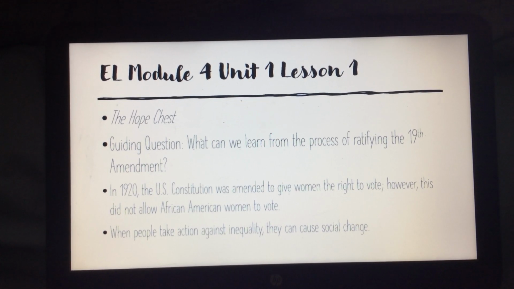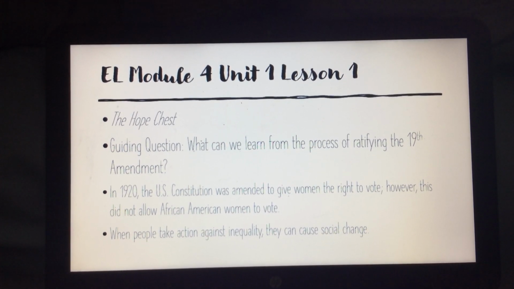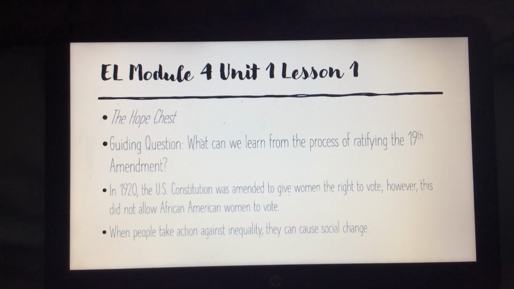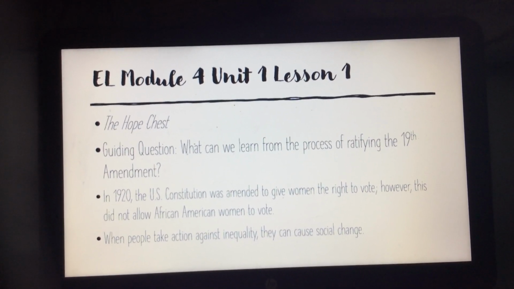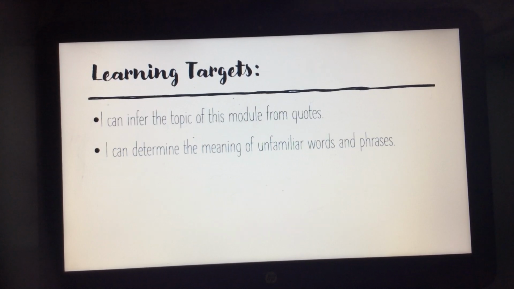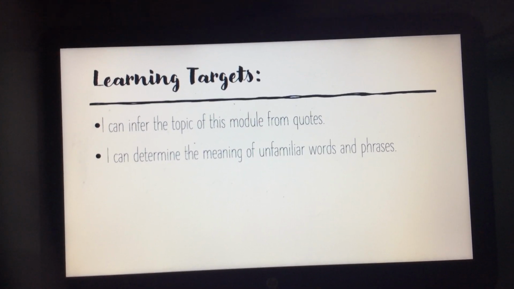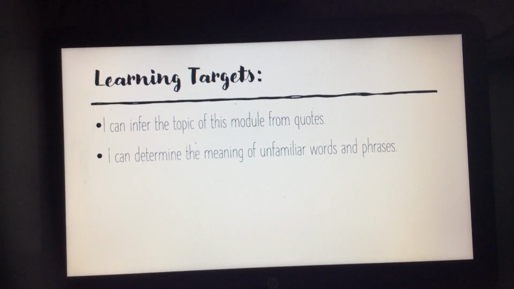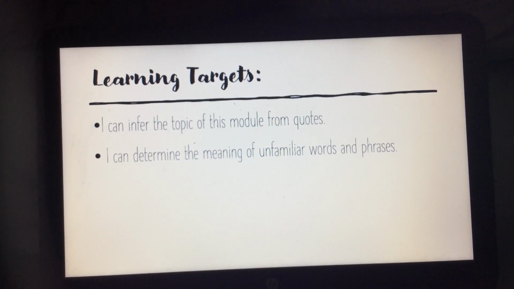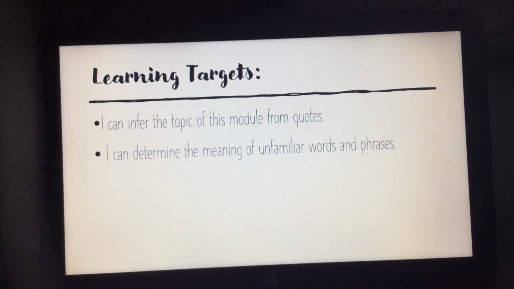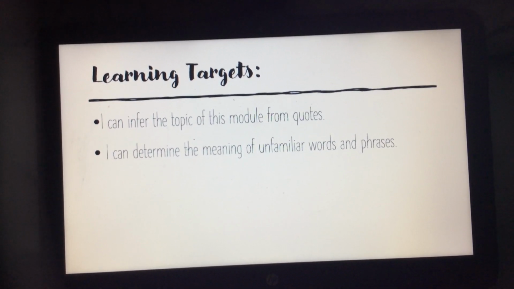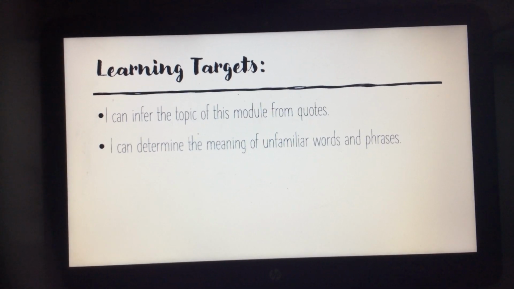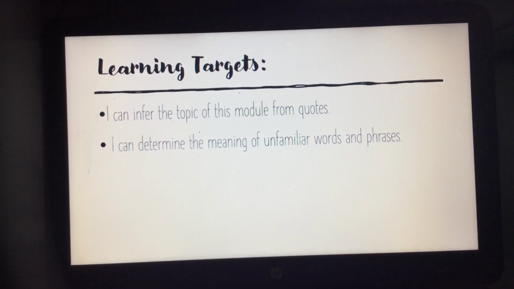Okay, and then it says when people take action against inequality, they can cause social change. Those are some good points to be thinking about. Okay, our learning targets for the day. I can infer the topic of this module from quotes. I can determine the meaning of unfamiliar words and phrases. Okay, we have seen both of these learning topics before in previous modules and lessons.